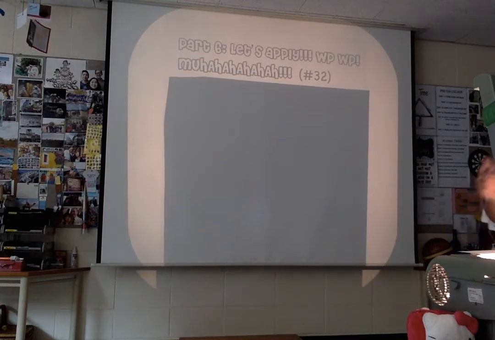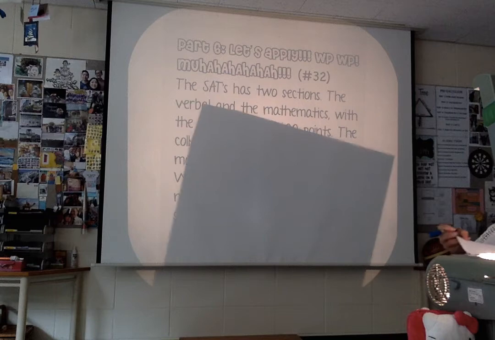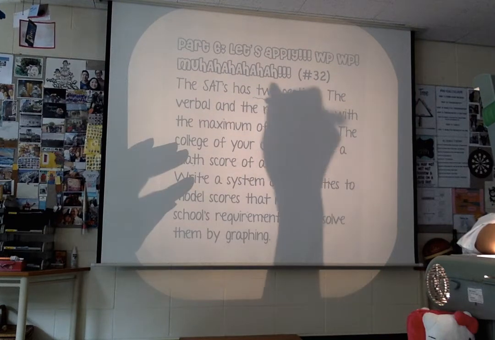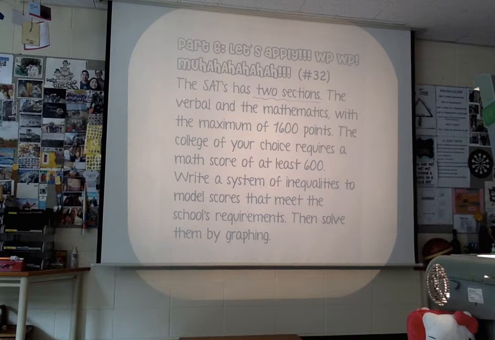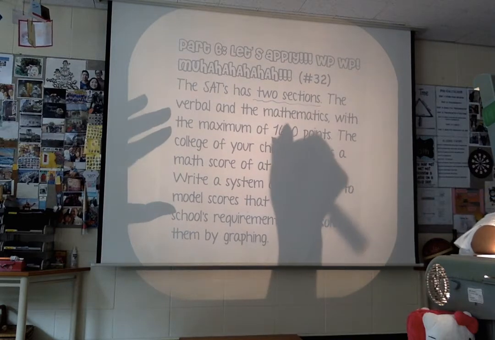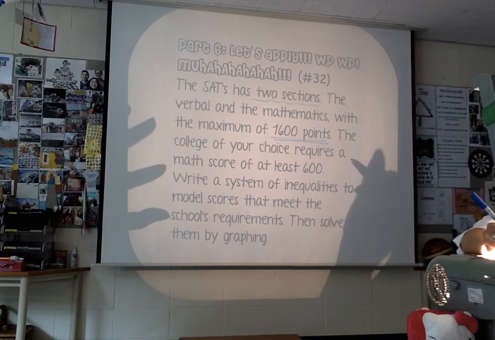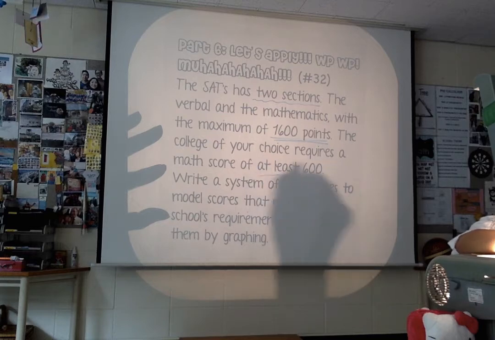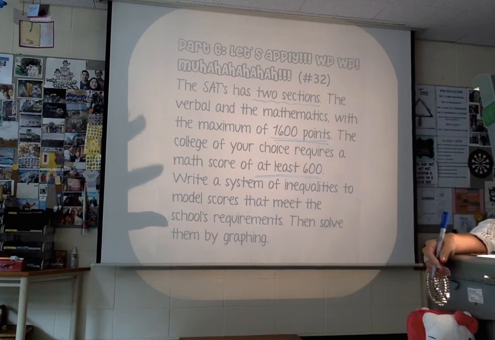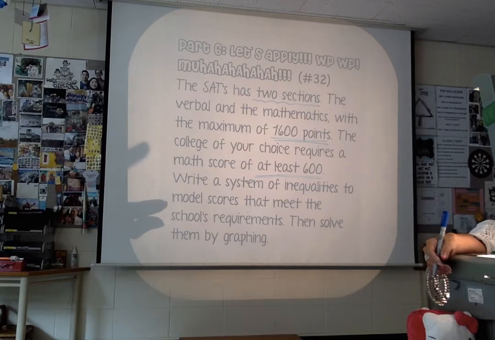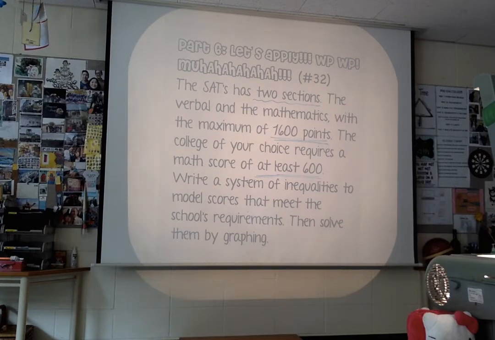Good luck. Now for part 6, inequalities, the word problems. So we're going to apply this, okay? You know the SATs, right? It has 2 sections, the verbal and the mathematics, with a maximum of 1600 points. The college of your choice requires a math score of at least 600. Write a system of inequalities to model scores that meet these requirements, okay?